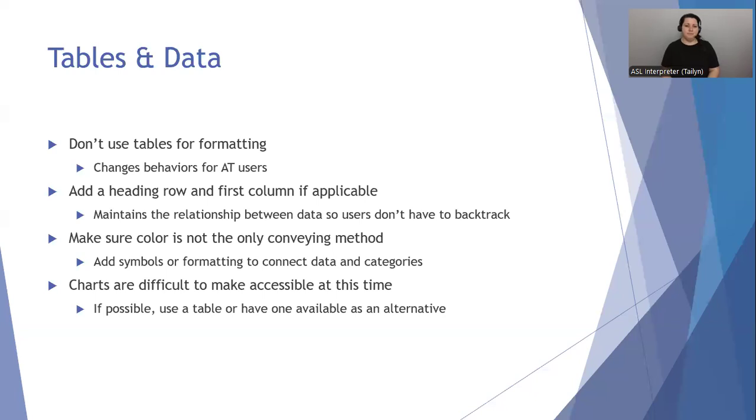Again, we want to make sure that color is not our only conveying method. This is especially important in things like infographics and charts. We want to make sure that we're adding symbols or formatting to help connect data and categories, make it easier for users, especially if you're showing a large amount of data being compared, that you're giving people a way to differentiate them if they're colorblind, especially if you're using like red, green, or blue, yellow, the two most common forms of color blindness.